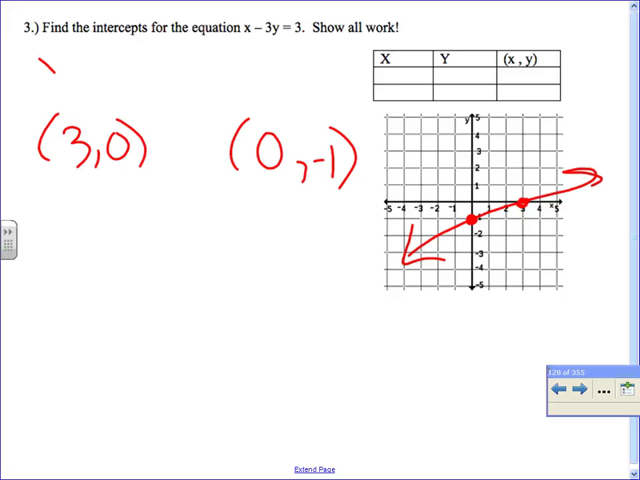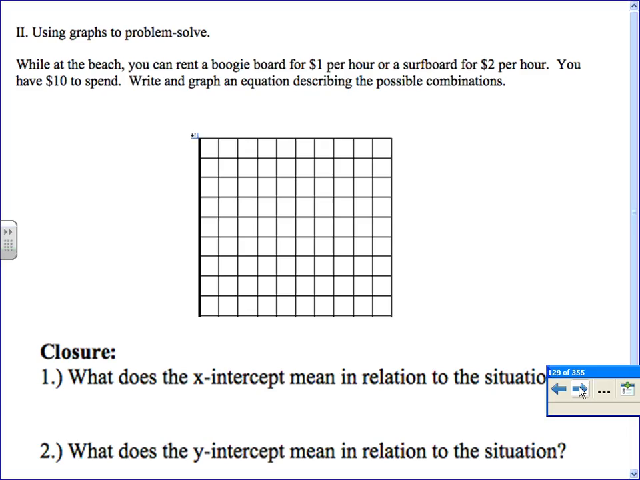Okay. So it says, while at the beach, oh, this makes me jealous. Okay, while at the beach, you rent a boogie board. Sounds like fun. For $1 per hour, or a surfboard for $2 per hour. You have a total of $10 to spend. Okay. Write and graph an equation describing all the possible combinations. So the first thing is, what is x and what is y in this problem? And I don't know if you guys are going to be able to figure that out. Mary?